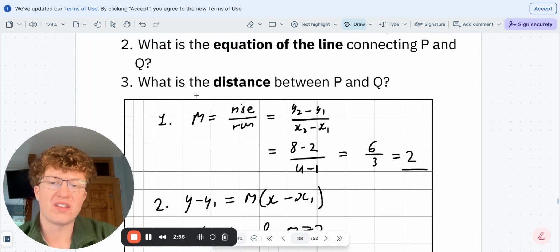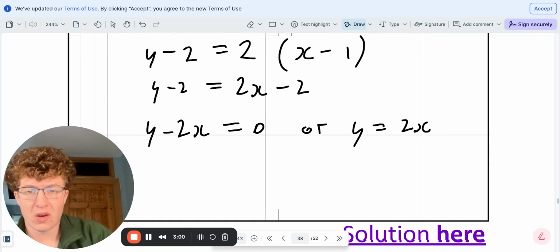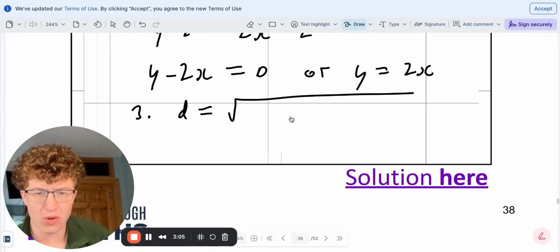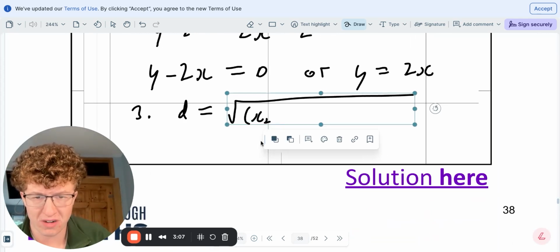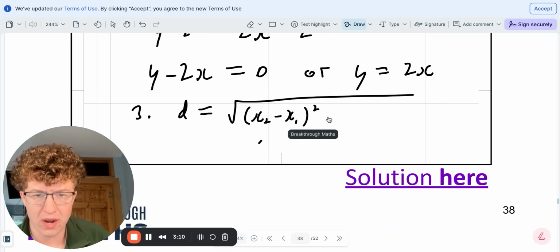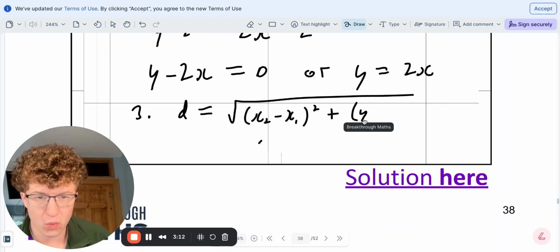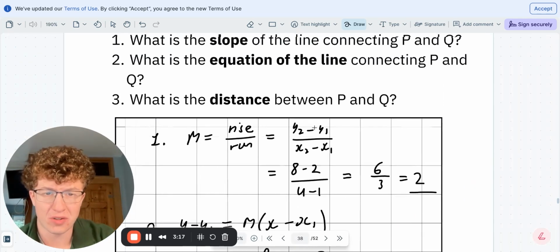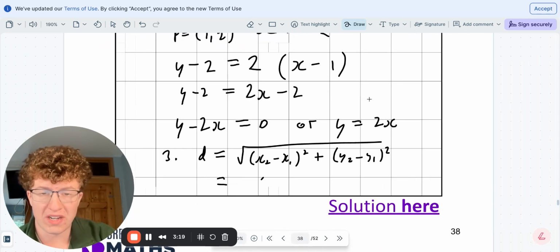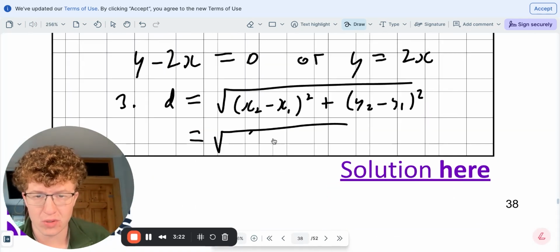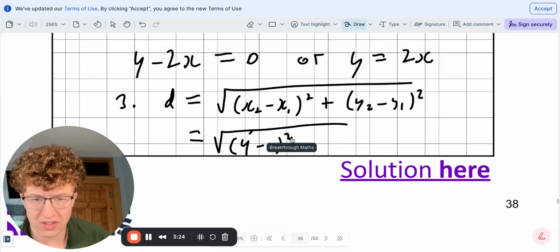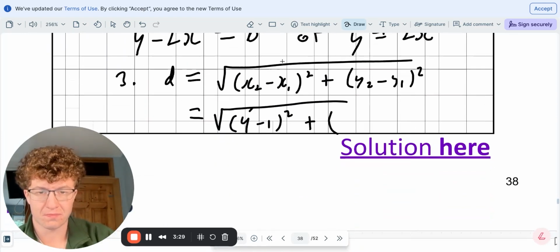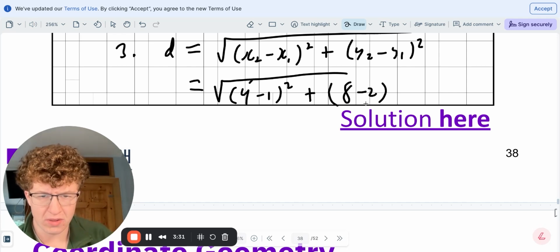Then finally, what is the distance between P and Q? One more time, in your log tables, the distance formula is equal to the square root of x2 minus x1 all squared plus y2 minus y1 all squared, like that. So x2 minus x1 is going to be 4 minus 1. So it's going to be square root of 4 minus 1 all squared plus y2 minus y1, that's going to be 8 minus 2, like that.